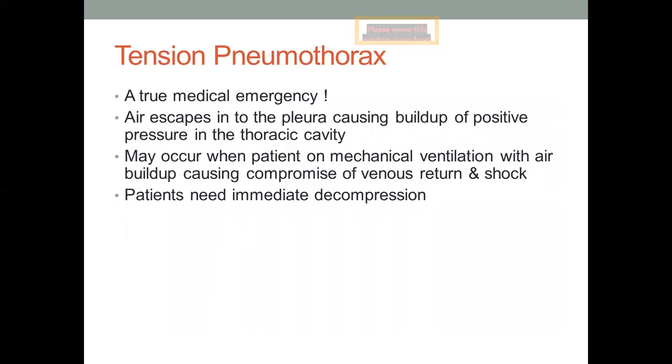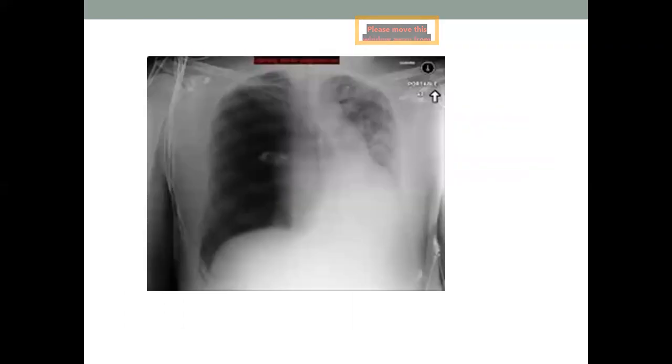Now we will discuss tension pneumothorax, and it is a true medical emergency. When air escapes into the pleura, it causes a buildup of positive pressure in the thoracic cavity. It may occur when a patient is on mechanical ventilation with air buildup, causing compromise of venous return and shock, and the patient needs immediate decompression.